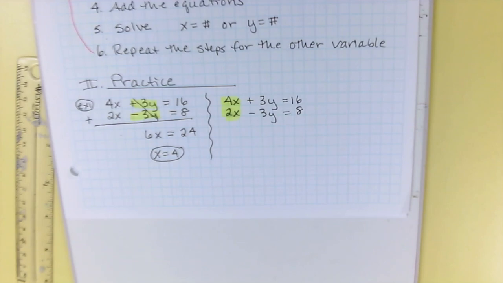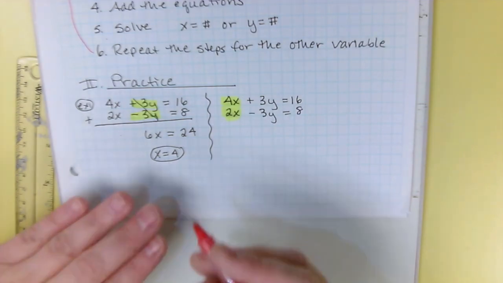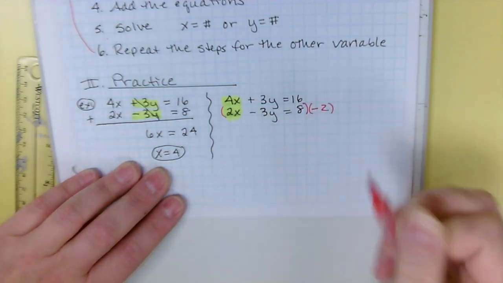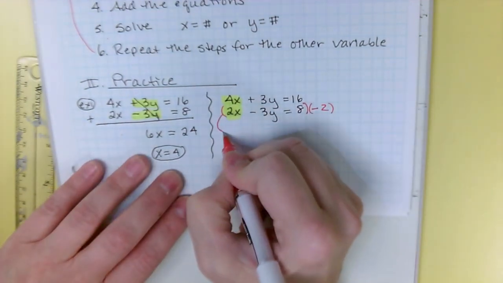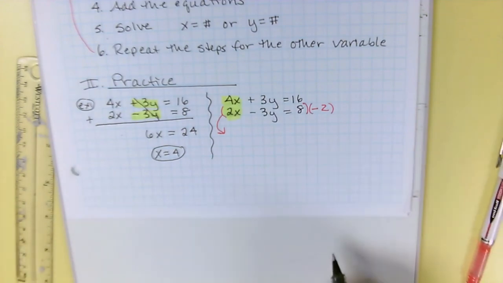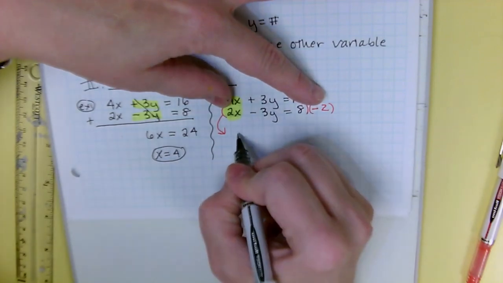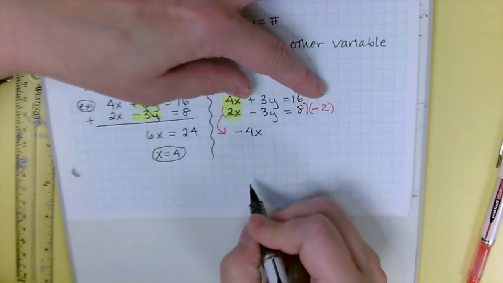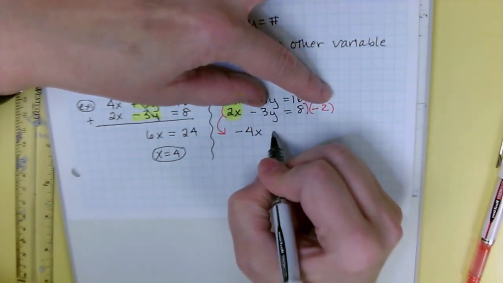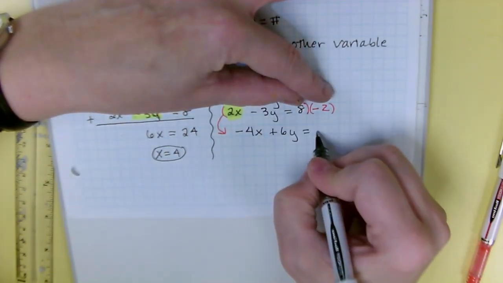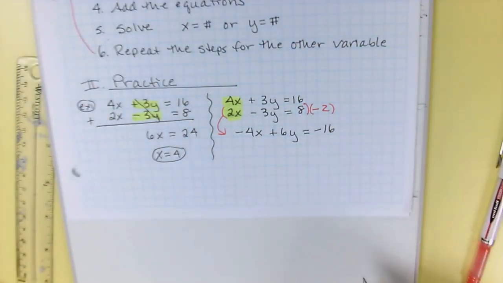What do I multiply 2 by to get a negative 4? Negative 2. Yep, we got to multiply by negative 2. So we're going to take the second one, multiply it by a negative 2. So this means everything has to be multiplied by a negative 2, all three numbers. So 2 times negative 2 is negative 4x. Negative 3 times negative 2 is positive 6y equals 8 times negative 2 is negative 16.